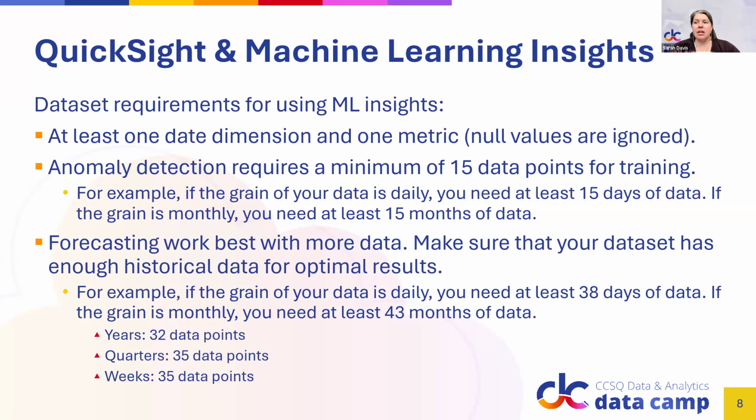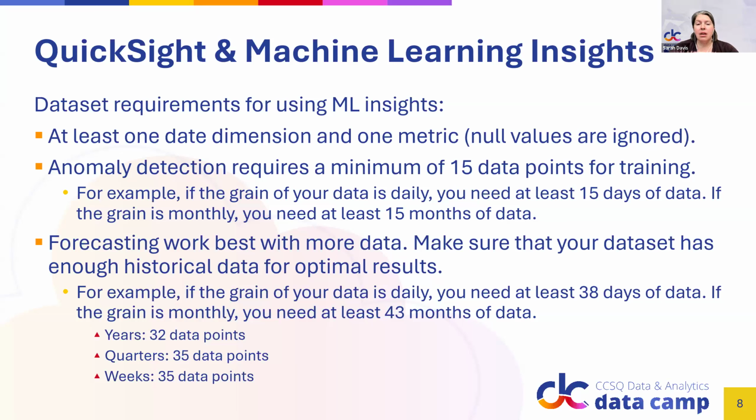So ML insights, like anything machine learning related, all depends upon your data. So there are requirements of your data in order for ML insights to be used on it. So dimensions, date dimensions, and one metric. If you want to use anomaly detection, it requires a minimum of 15 data points.